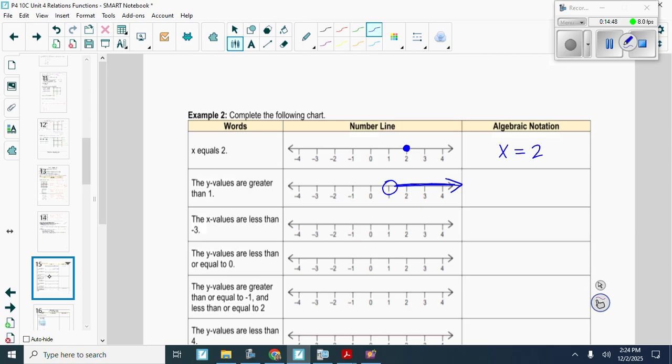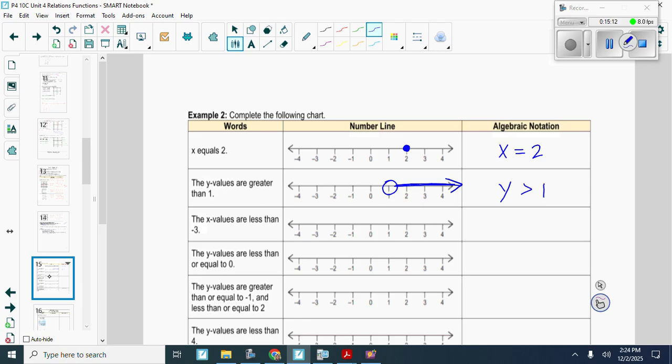Show me if you've done number lines before. Not new, good. We do use them, not a whole lot, but we need to be able to read them and interpret them, and also put them into algebraic notation. So this means I'm going to write y has to be greater than 1.